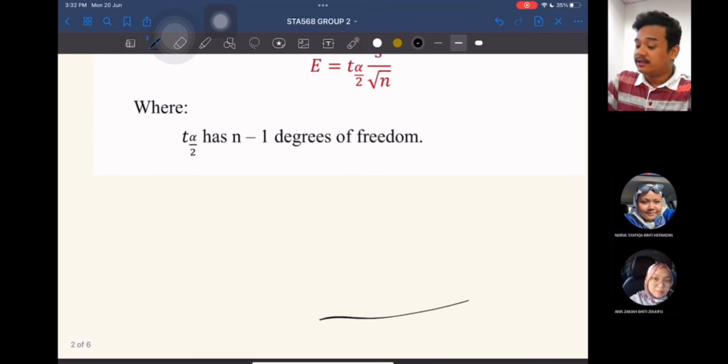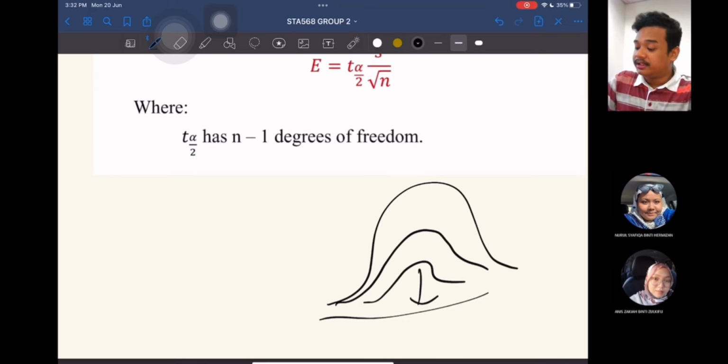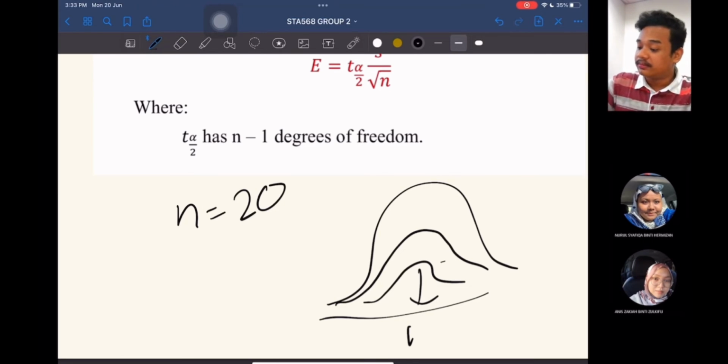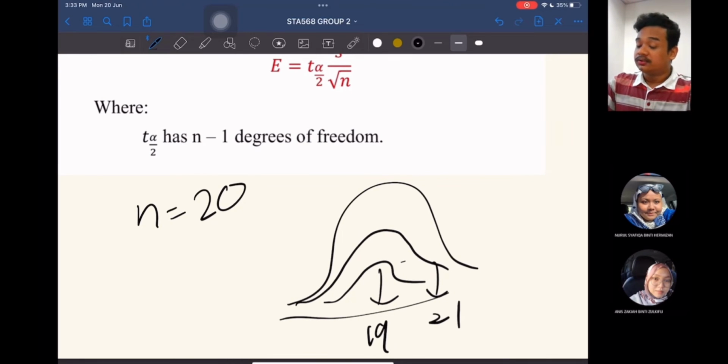As an example, we have here the standard normal distribution, and then we have degrees of freedom. For example, this is where n is equal to 20, so it's 19, and this is n equals 21, for example. So if the sample size increases, it will be close to the Z distribution, which is the standard normal.